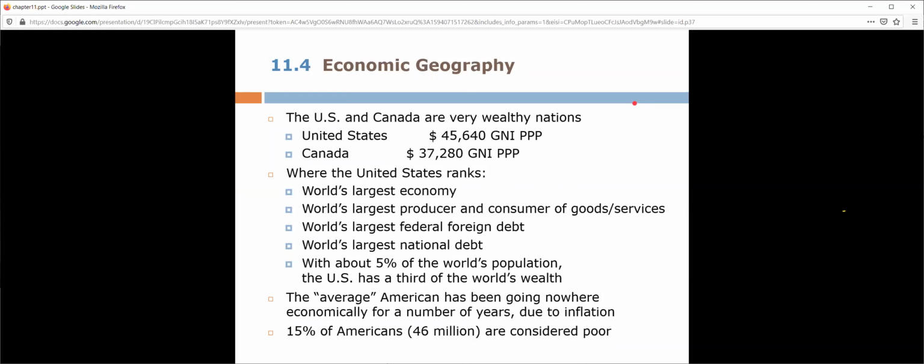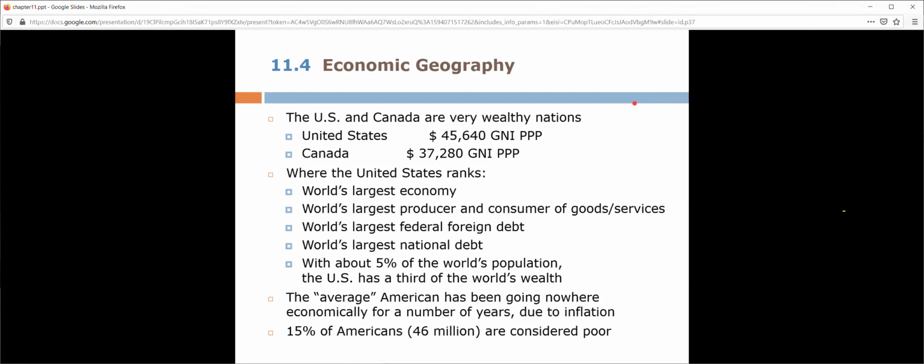And given that we only have about 5-6% of the world's population, we hold a vast, vast majority of the world's wealth. Other countries are catching up, right? China has more billionaires than any other place in the world, but there's a lot of money in this particular region, a whole lot of money.